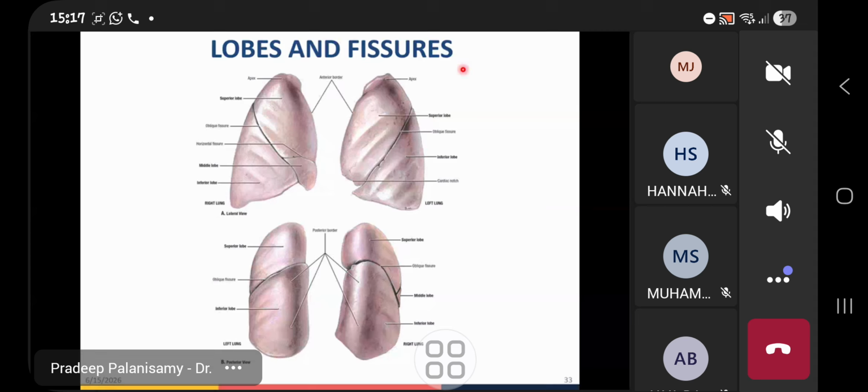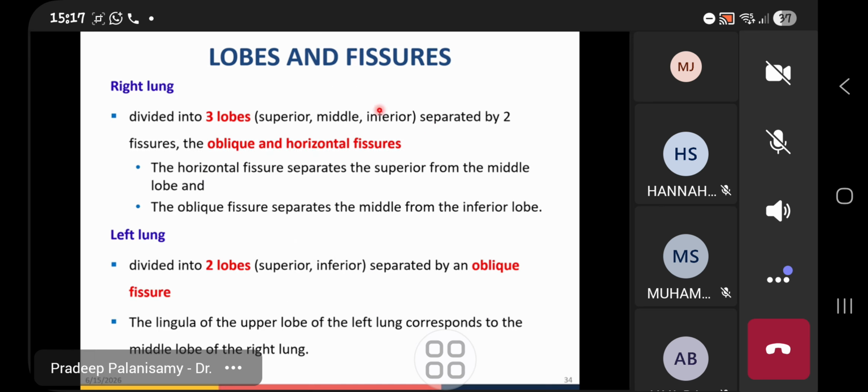Lobes and fissures, again, important because on the right side, you have oblique fissure and horizontal fissure. As a result, you have three lobes. On the left side, there is only one fissure, which is the oblique fissure. So you have only two lobes, upper lobe, superior lobe, and inferior, or upper and lower lobe. Okay, so you need to know the surface anatomy for oblique fissure and the horizontal fissure as well.